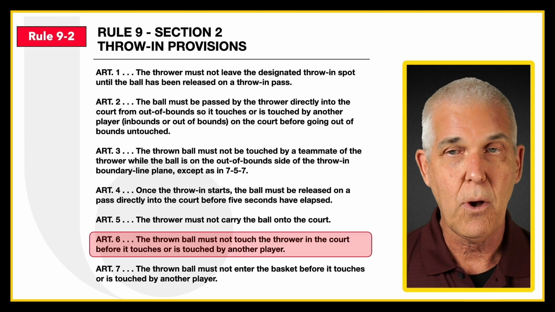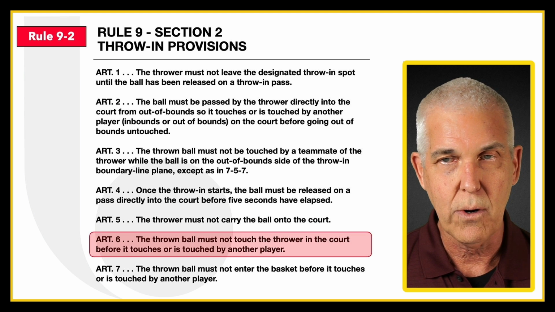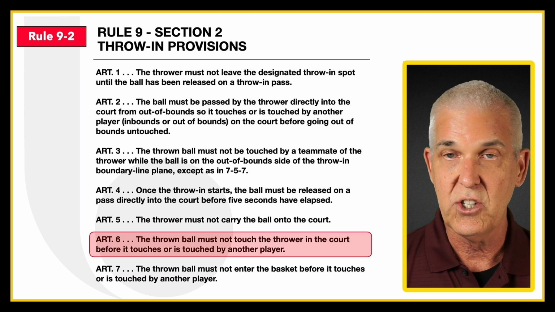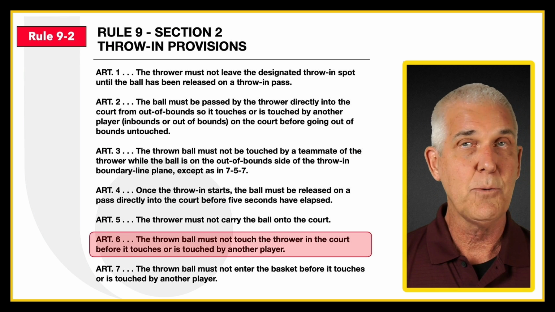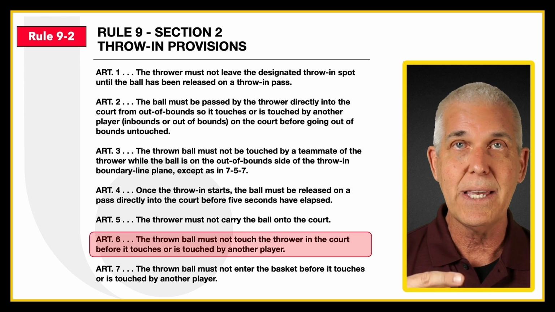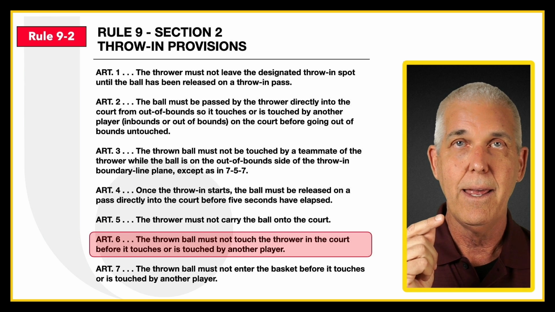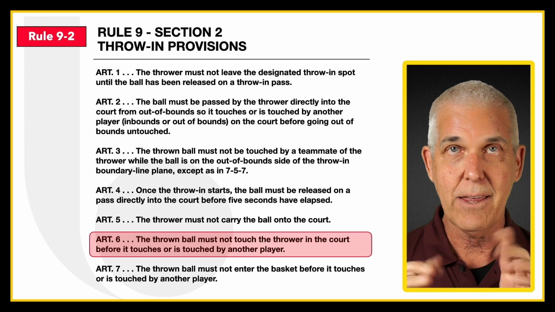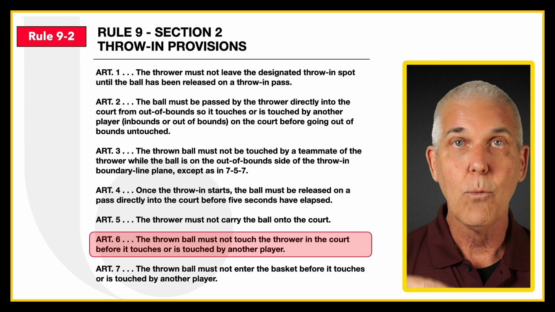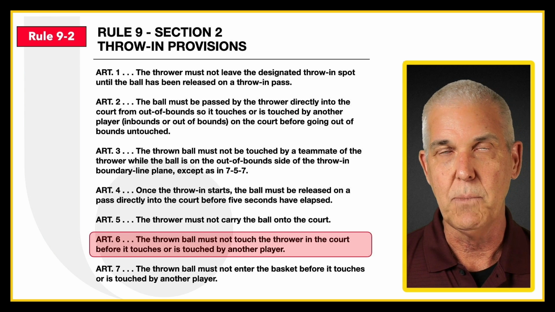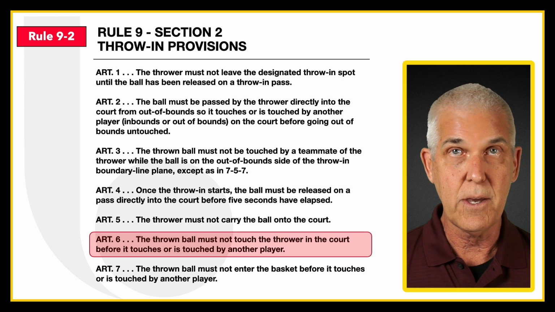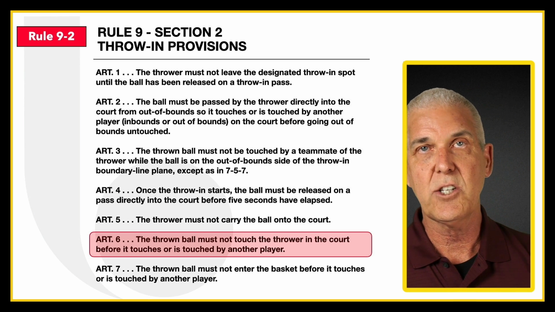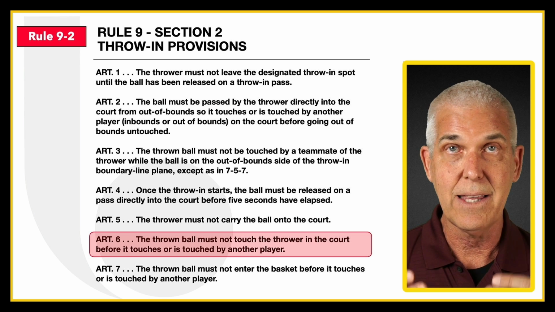Article 6, the thrown ball must not touch the thrower in the court before it touches or is touched by another player. Kind of convoluted language, but basically the thrower can't be the first to touch the throw-in after it's been released. Can't release the throw-in, run, and then go touch the basketball. Another player on the court, either the opponent or a teammate, must touch the ball before the thrower is legally allowed to touch the ball.